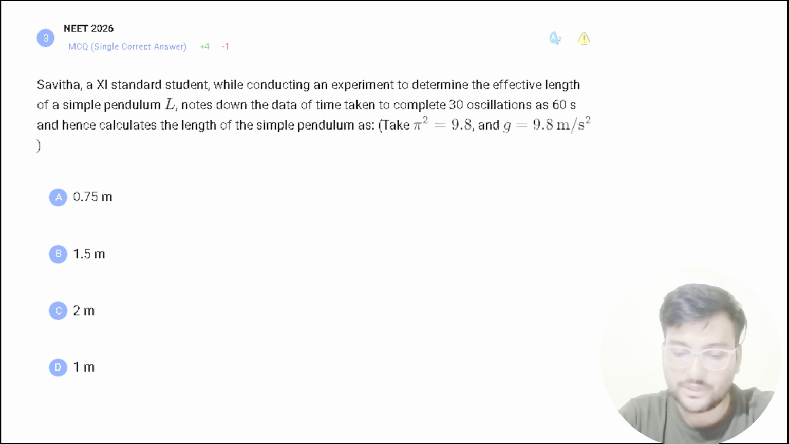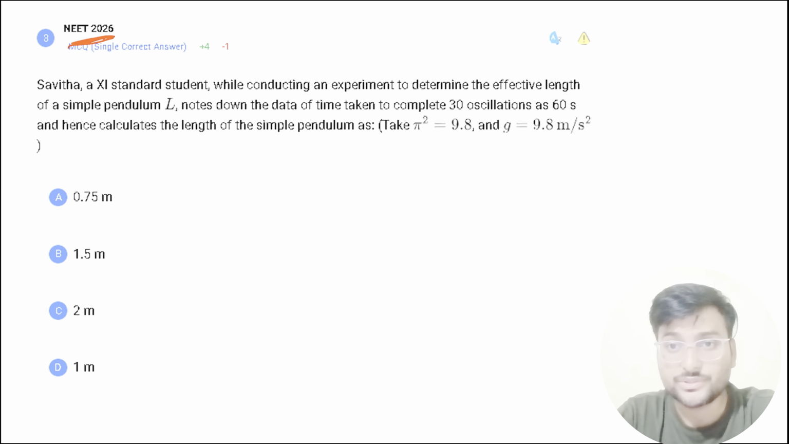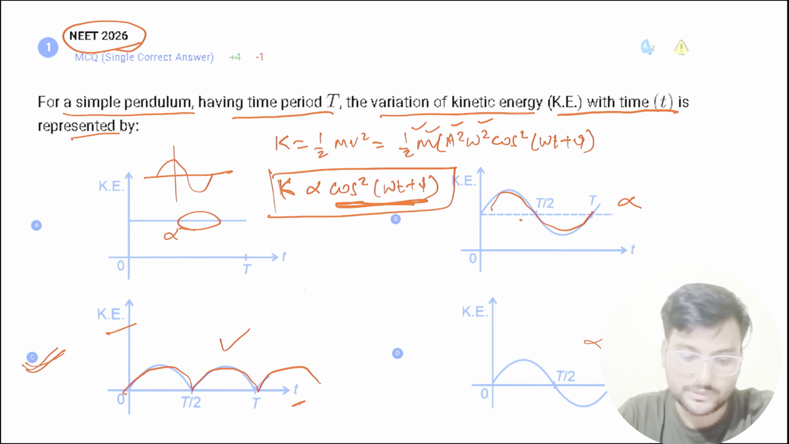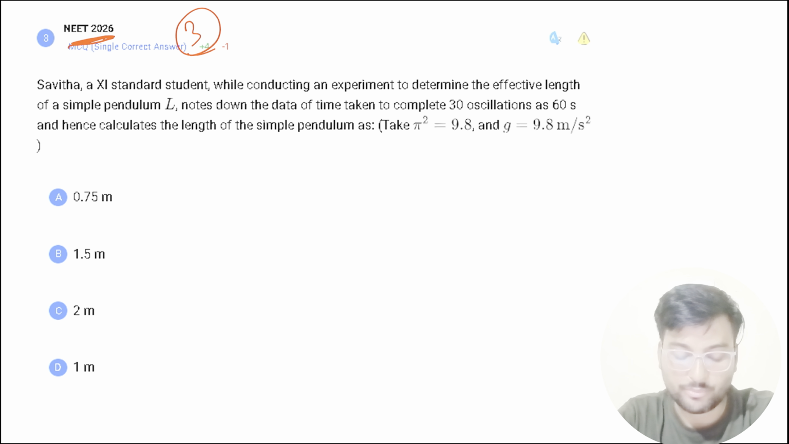Okay, let's go with the next question. Now this question was also asked in 2026. Let's see, I am showing you three questions. The first one we are already doing. This is the first question, this is the second question, and this is the third question asked in 2026. So we can say that this chapter is very important for you, right?